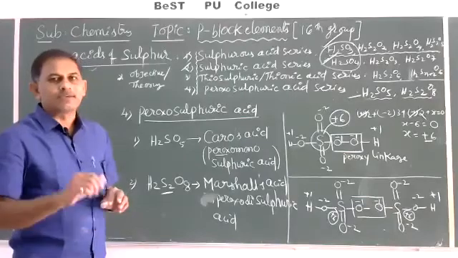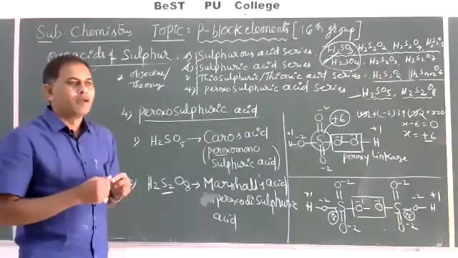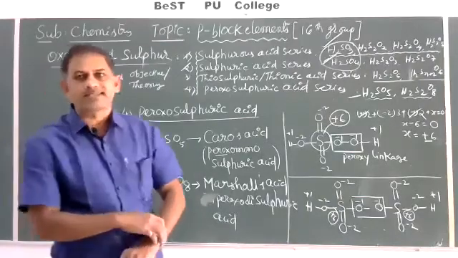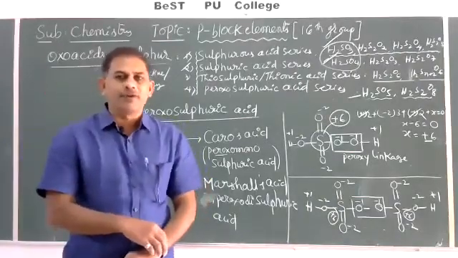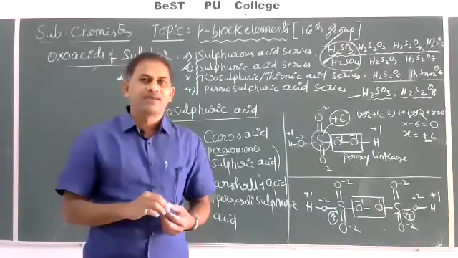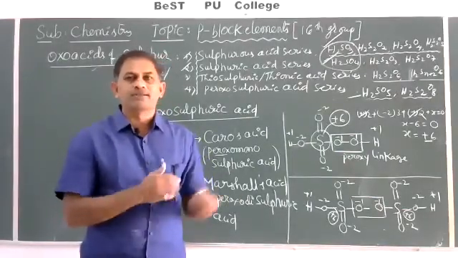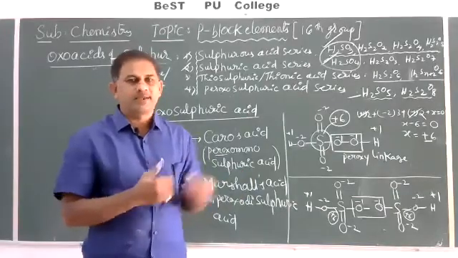Clear? Oxoacids of sulfur. Finally, one of the most important oxoacids of sulfur, that is sulfuric acid. Very, very important: sulfuric acid structure is there. Preparation method and structure, uses and chemical properties of sulfuric acid. Okay, I'll explain that.